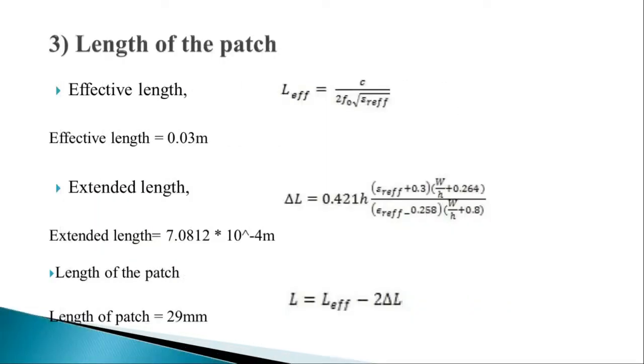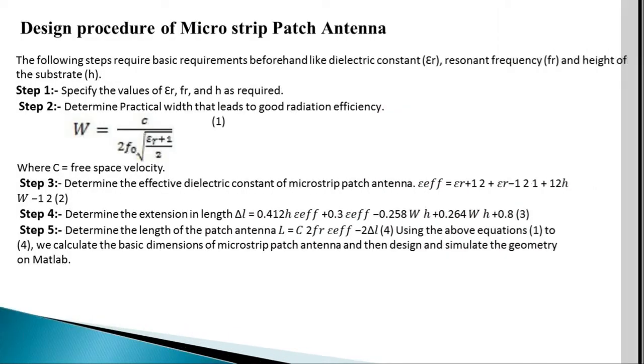Step 3, calculation of effective length. Formula is effective length equals C divided by 2 F naught into root effective dielectric constant. Then we get effective length equal to 0.33 meter. Step 4, calculation of length extension. After substituting all the values, we get length extension delta L equal to 7.0812 into 10 raised to minus 4 meter.